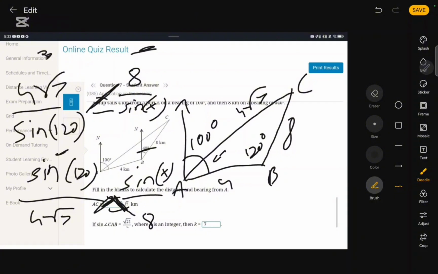Because right now we got the answer as radical 21 over 7. If they ask you for the angle, you're gonna go on the calculator, you're gonna do sine inverse. So sine inverse radical 21 over 7. Only if they ask you. You're gonna do sine inverse to find this.